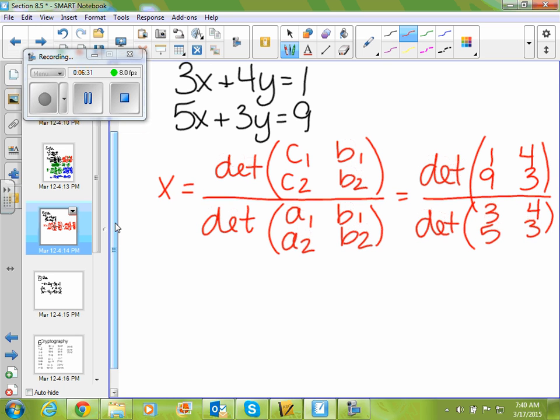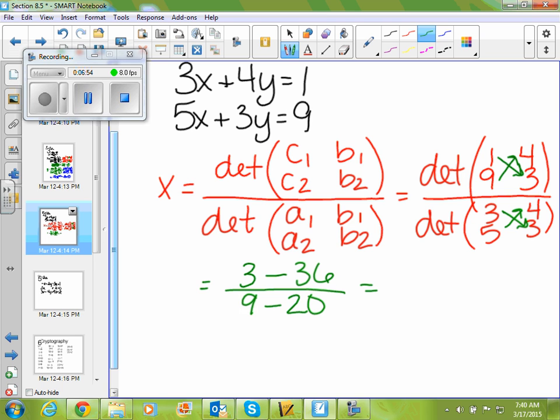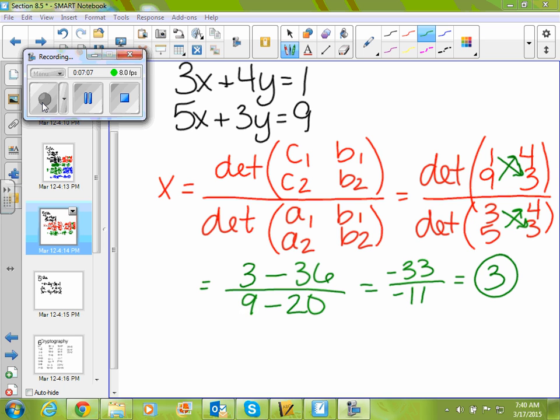So if I go ahead and actually simplify those determinants, I have to cross multiply and subtract. So 1 times 3 is 3, minus 9 times 4, which is 36. And if I go to the bottom, 3 times 3 is 9, minus 5 times 4, which is 20. Okay, so 3 minus 36 gives me negative 33. 9 minus 20 gives me negative 11. Negative 33 divided by negative 11 gives me a positive 3. So I know x is equal to positive 3.